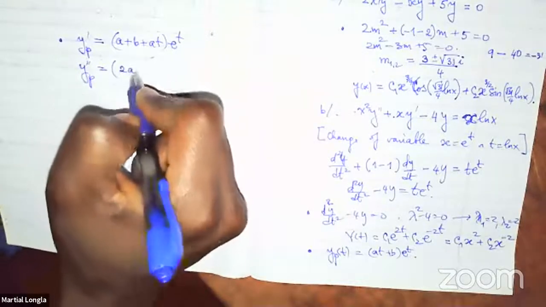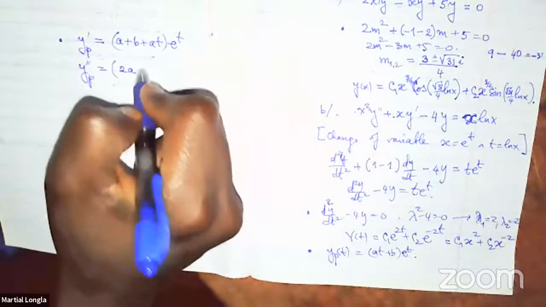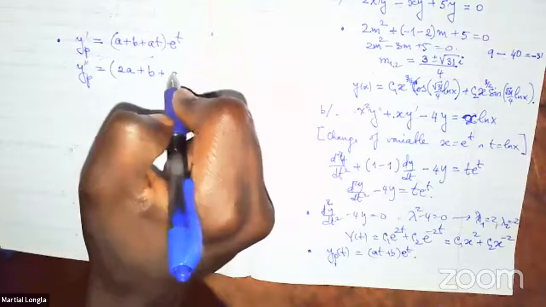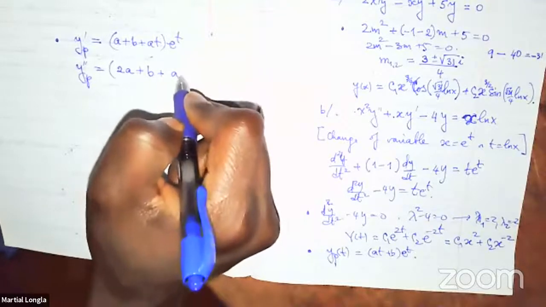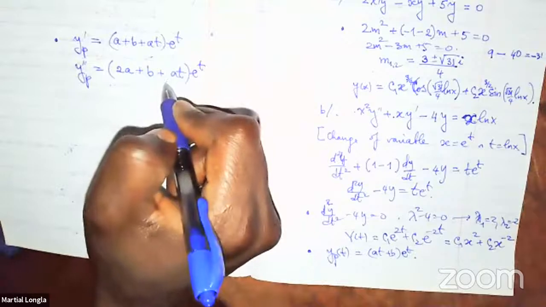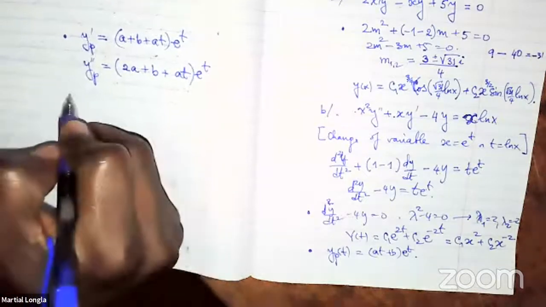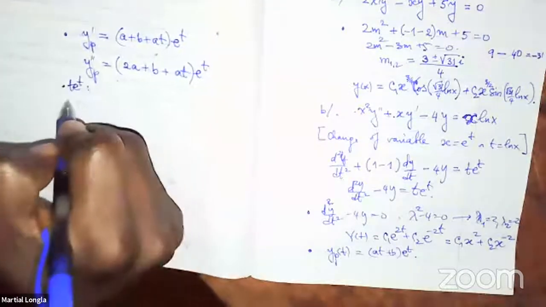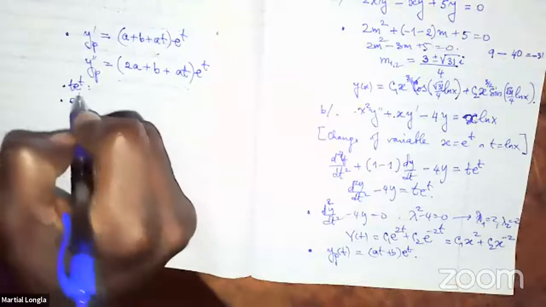2a plus b plus a t e to the t. So these are the derivatives. Then you go ahead and you track the coefficients of t e to the t, and then you track the coefficients of e to the t.